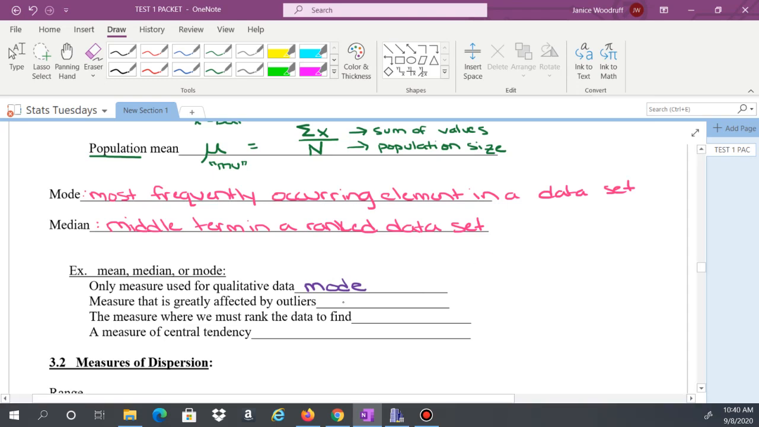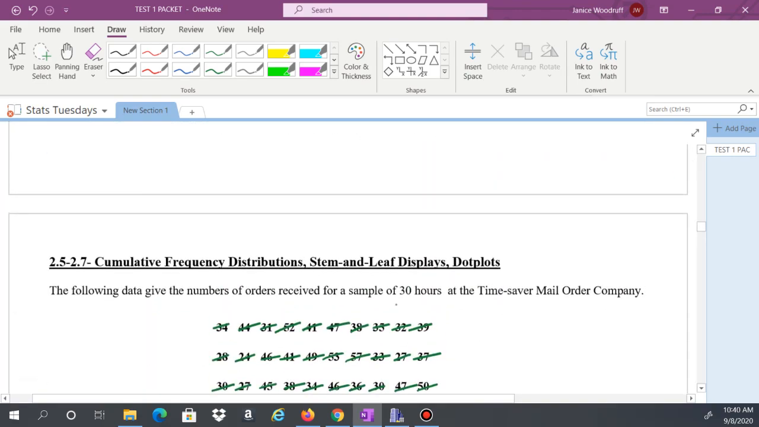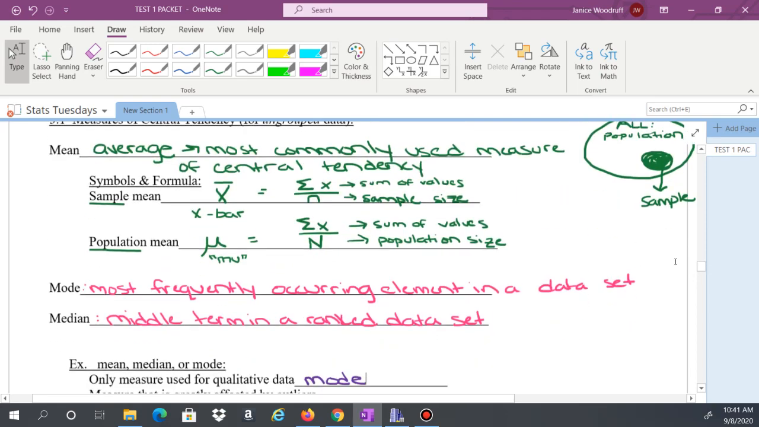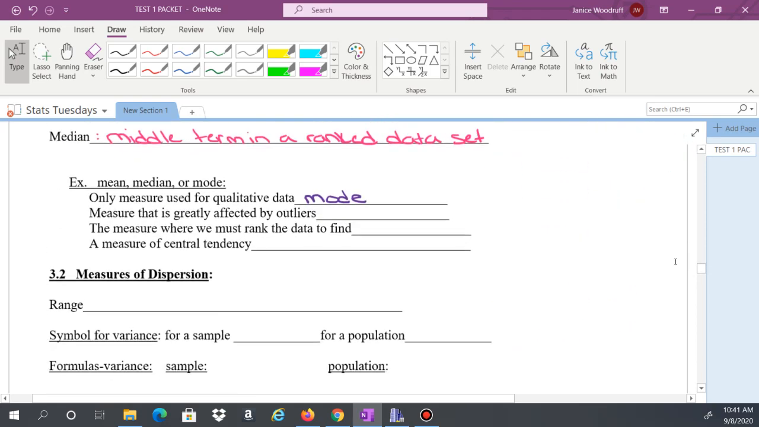What's greatly affected by outliers? Actually, what is an outlier? Yeah, it's really big. There's actually a formula for it, which we'll get to, I think, in 3.3 or 3.4. But it's like way out there. One place you tend to see that sometimes is grades. If I were to take the average of all of the test scores, but let's say one person doesn't show up, they get a 0. That's going to really make the average come down a lot.